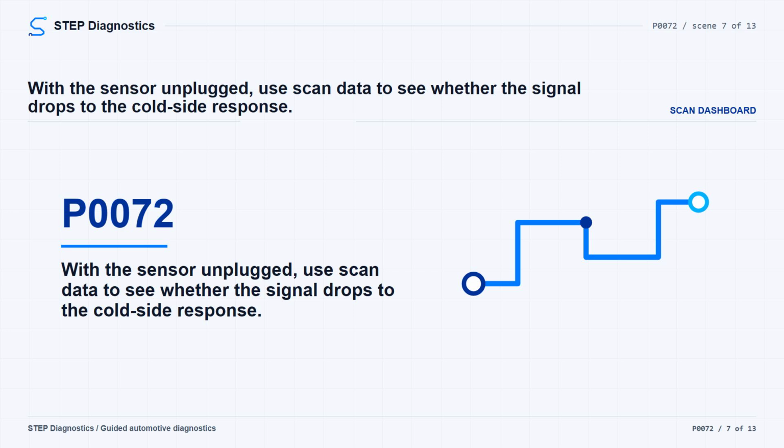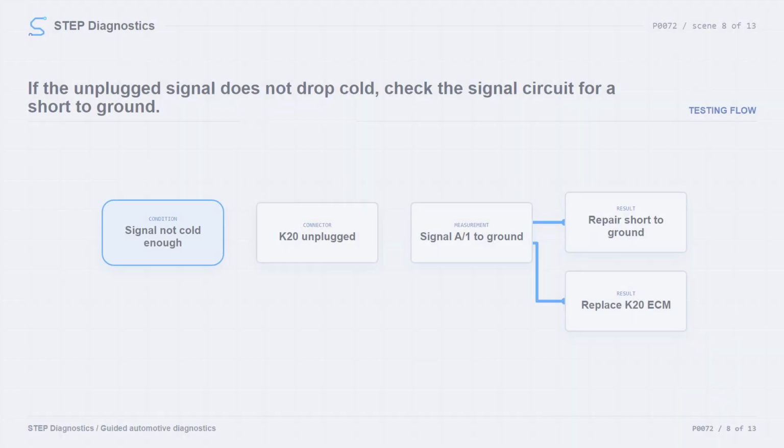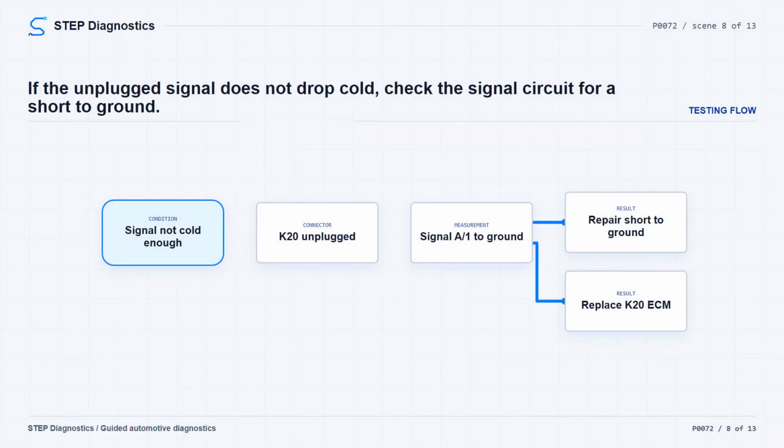K20 engine control module connector, and test the signal circuit at terminal A or terminal 1 at the component harness to ground. The expected result is infinite resistance. If the reading is less than infinite resistance, repair the short to ground on the circuit. If it is infinite resistance in that branch, the path calls for replacing the K20 engine control module. If the scan tool reading was -35 degrees Celsius, -31 degrees Fahrenheit or colder, continue with the jumper test.